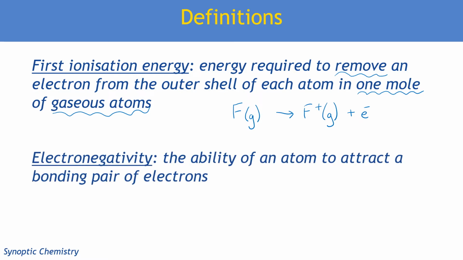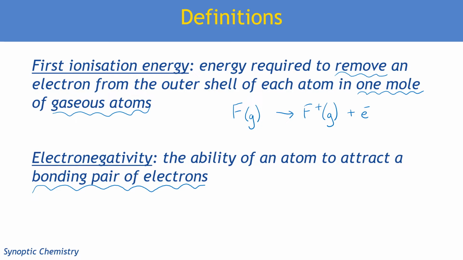Electronegativity is maybe one that we're not so used to bringing out, but it does get asked. So electronegativity is the ability of an atom to attract a bonding pair of electrons. So already we can hopefully see some similarities between these two things. They're both talking about the ability of an atom to attract an electron towards it in its outer shell, but there are also some differences.